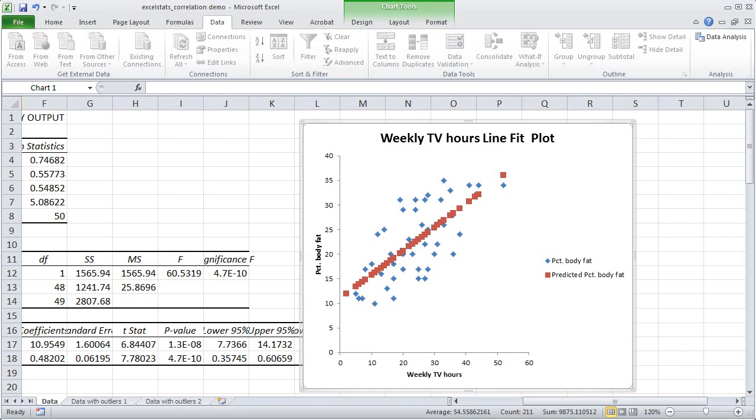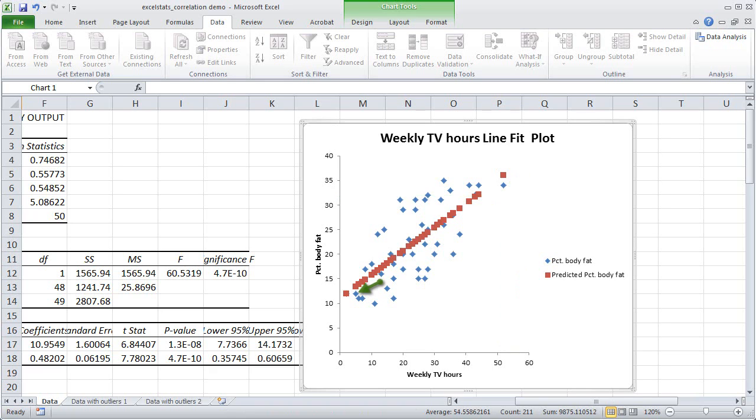Okay, if you're trying to understand what goes on in regression, this is a good place to start. You see two colors of dots on this chart. There are blue dots and there are red dots. The red dots are arrayed in a straight line. The blue dots represent the individual cases in the data file. So each blue dot is one of those 50 people who were in our data set. For example, this dot right here represents somebody who watched about 50 hours per week of television and had a percent body fat of just under 35%.